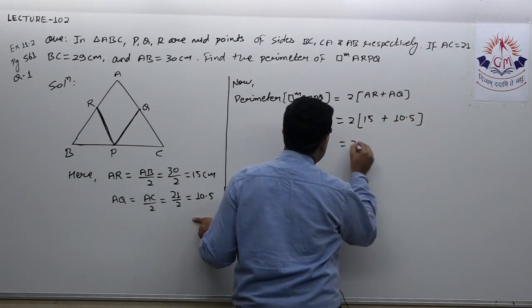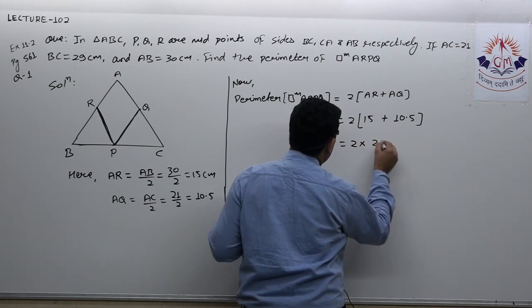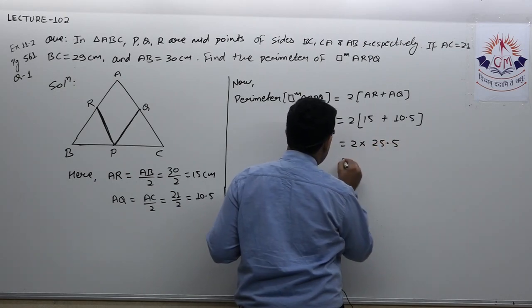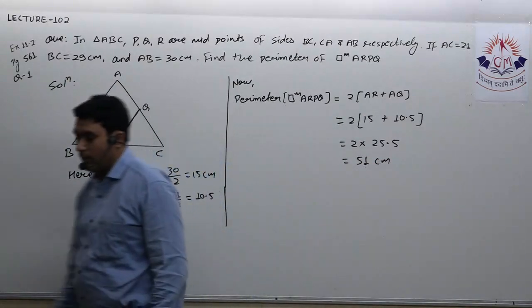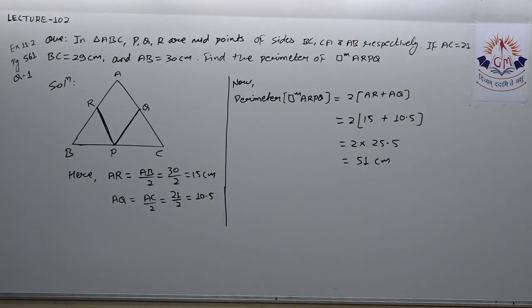So this is 2 multiplied by 25.5, that is 51 centimeter. So the perimeter of the parallelogram is 51 centimeter. Please note it down, then we'll see the next question.